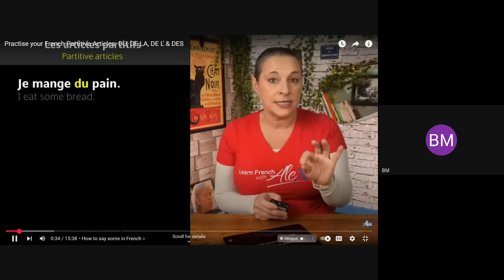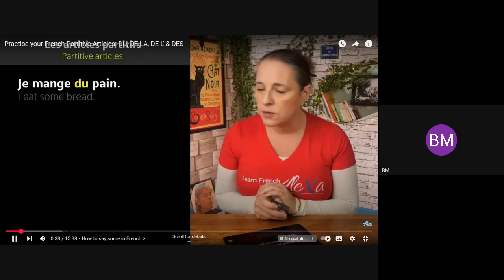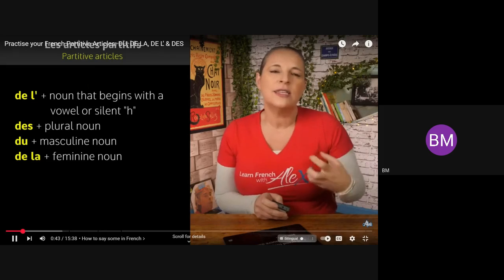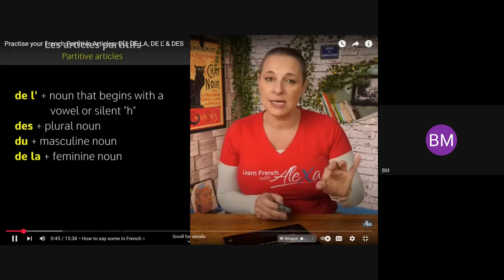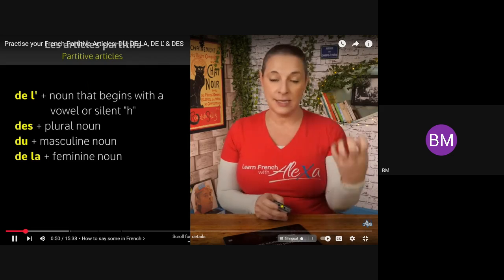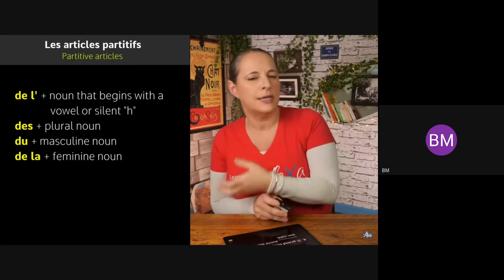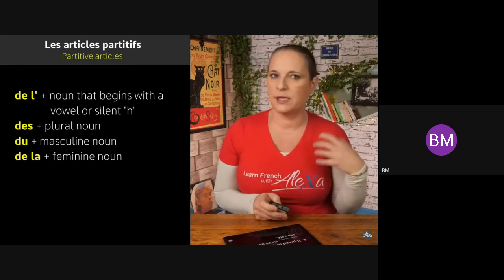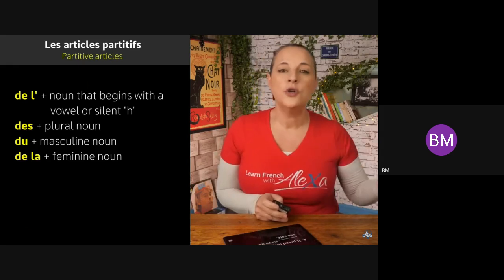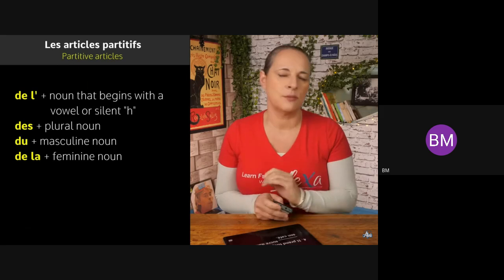In French, the partitive article changes depending on the gender and number of the noun that follows. For example, de l' with an apostrophe when the noun that follows, whether feminine or masculine, begins with a vowel or a silent H. Or it could be des, referring to plural nouns. So des plus plural noun, okay? We say du for some when it refers to a masculine noun, or de la when it refers to a feminine noun. So let's have a look at some examples here.